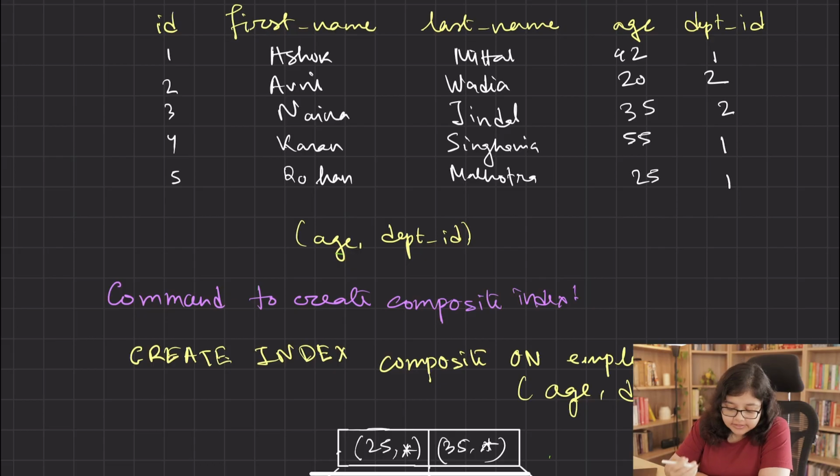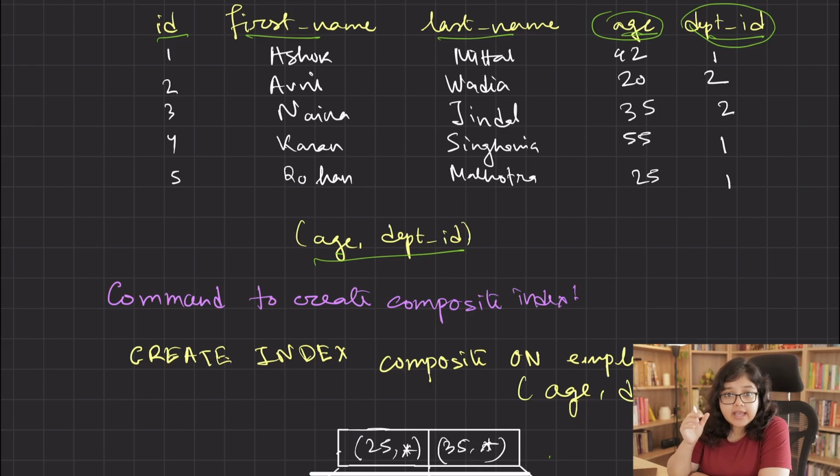Here, let's say we have a table employees with the columns ID, first name, last name, age and department ID. And there are frequent queries on this table to filter data based on age and department ID. So it would be beneficial to create a composite index on age and department ID, as this will allow the database to locate data efficiently with the combination of age and department ID.